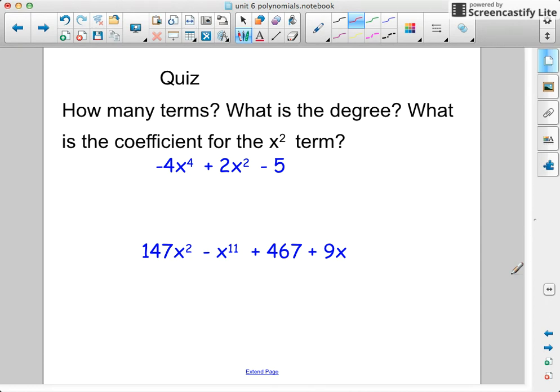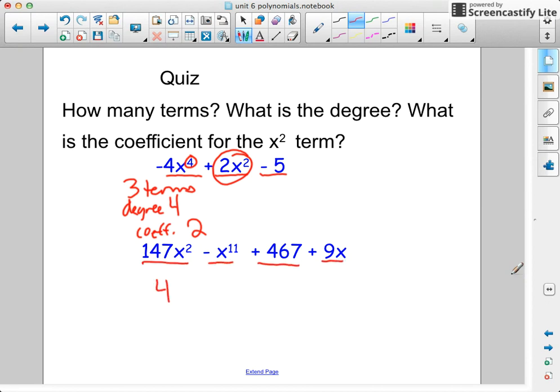Okay, the answers to those questions are: how many terms? There's 1, 2, 3 terms. The degree is the highest exponent, so degree of 4. And the coefficient of the x squared term, which is this one, is 2, positive 2. Okay, on this one you have 1, 2, 3, 4, so 4 terms. The degree is the highest exponent, so 11, and the coefficient on the x squared term is 147. So if you didn't get those, go back and review the definitions.